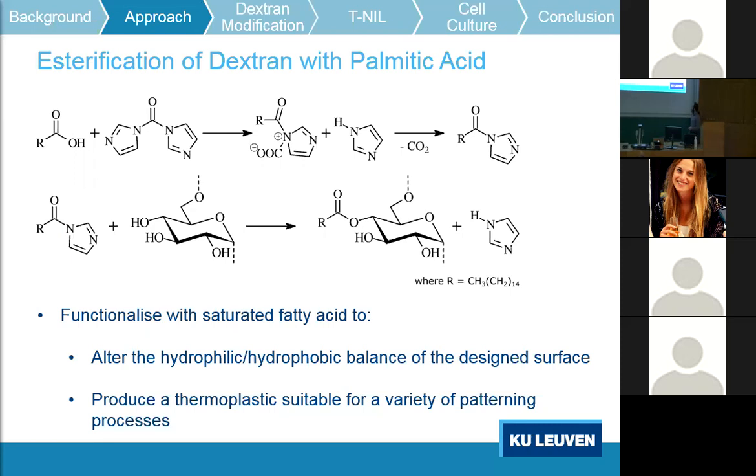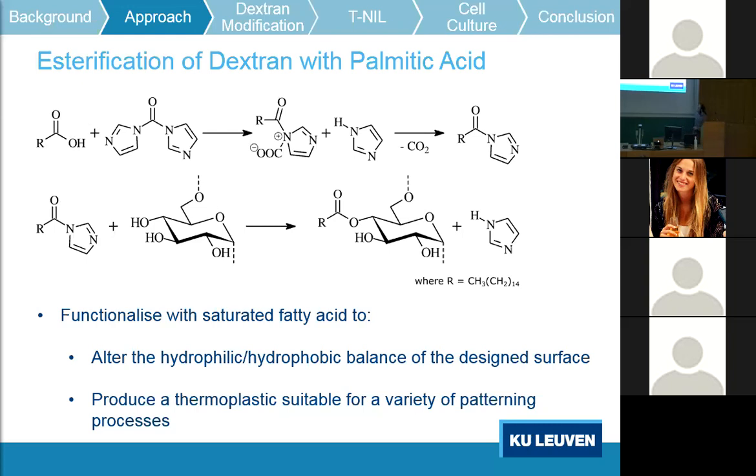And this was a rather robust synthesis route in the sense that it could be performed in a single vessel with 2 steps. It had very few byproducts which were non-toxic, and the resultant synthesized dextrin palmitate here was very easy to purify out of the reaction mixture. So why would we want to put palmitic acid on this material? Well, there's 2 reasons.